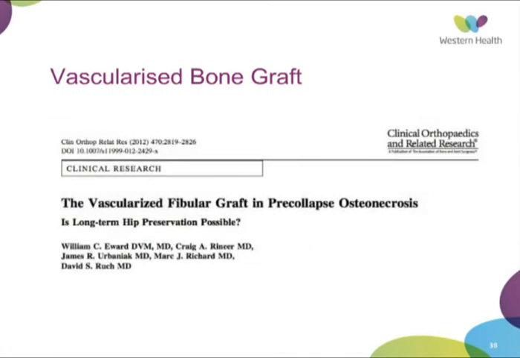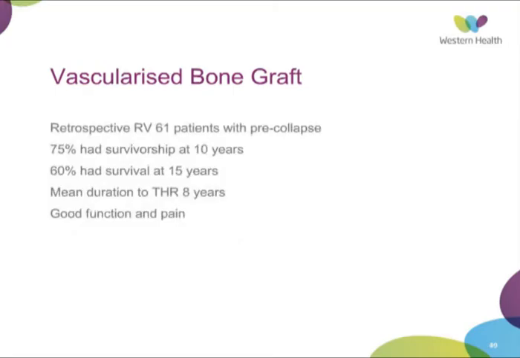William Urbaniak in CORR looked at this, and he had a retrospective review of patients that were pre-collapse and quoted a survivorship of 3/4 at 10 years, which then degraded to 60% at 15 years. The mean duration in his subset here was 8 years to total hip replacement. And he reported at the end of his study he had good pain and function in the vast majority of patients with avascular necrosis. But again, I think this is quite a specialised treatment option that if it's done in an experienced centre that does many of these, they may get better results than those that are not doing this as often.